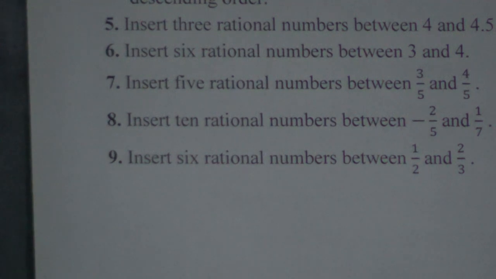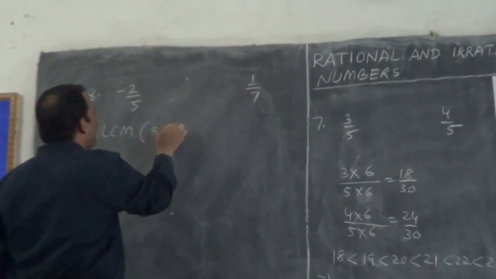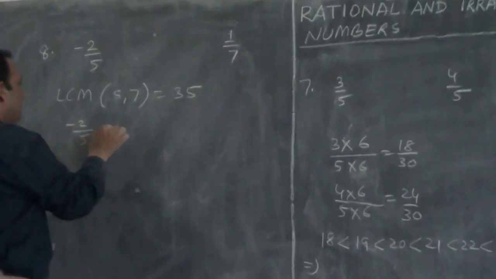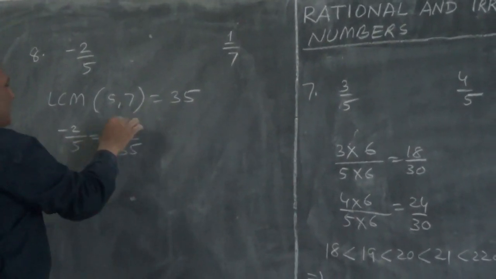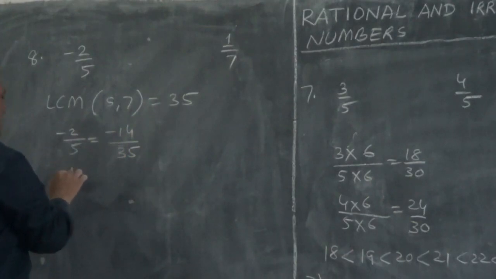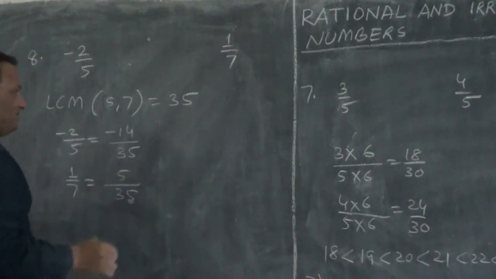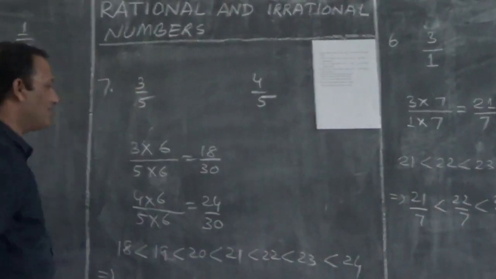Question number 8. It is asking minus 2 by 5 and 1 by 7. And LCM of 5 and 7, that is 35. Minus 2 by 5 equal to how much by 35? 5 7 there, so minus 14. And 1 by 7 equal to how much by 35? 5 by 35. And we need to insert how many numbers, children? We need to insert 10 rational numbers.